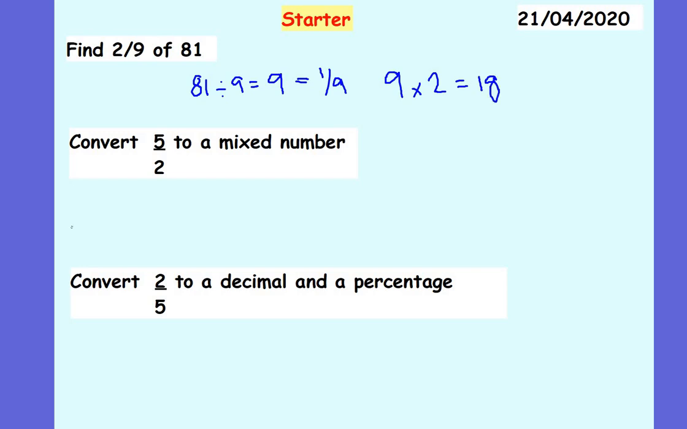I've got 5/2 as a mixed number. How many 2's go into 5, Violet? 2. Lovely, thank you very much. And I've got 1 left over, so that would give me 2.5.